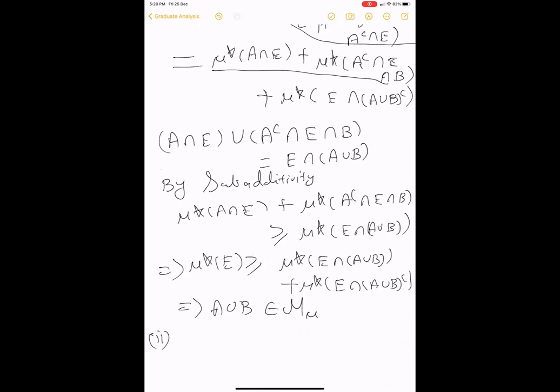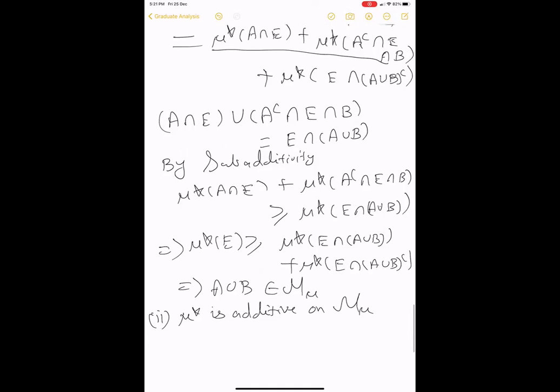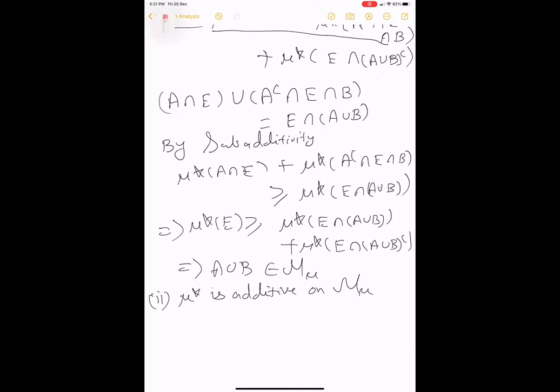Now the next claim is mu star is additive. We want to prove it's additive on this mu. So what does it mean by additive? Suppose we have two sets A, B in mu, such that A intersection B is empty. Then we want to prove that mu star of A union B, that's what we want to do.